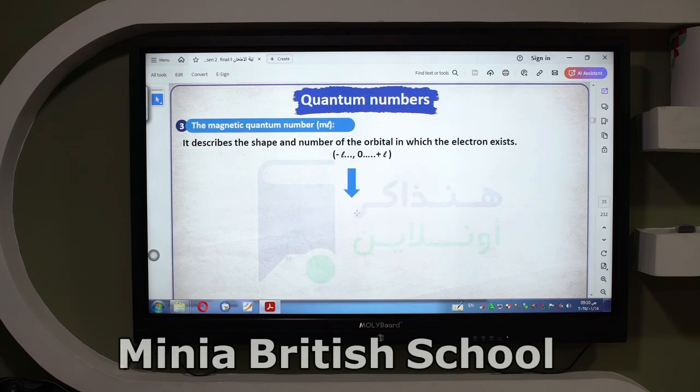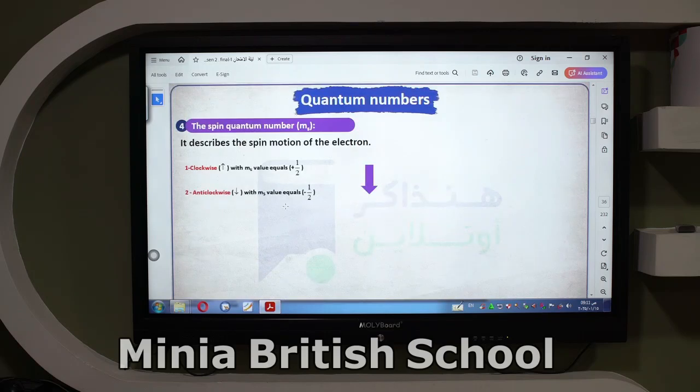Number 3, the magnetic quantum number, which takes the symbol m, l small. It describes the shape and number of orbitals in which an electron exists. So s consists of one orbital, and this orbital takes the value 0. p has 3 orbitals, so it takes the value 0 in the middle orbital, positive 1 in one of the orbitals, and negative 1 in the other. For d, in the middle orbital we begin by giving it the value 0 and complete with positive 1 and positive 2, and on the other side negative 1 and negative 2.